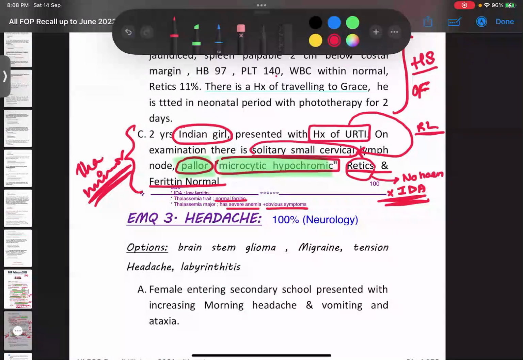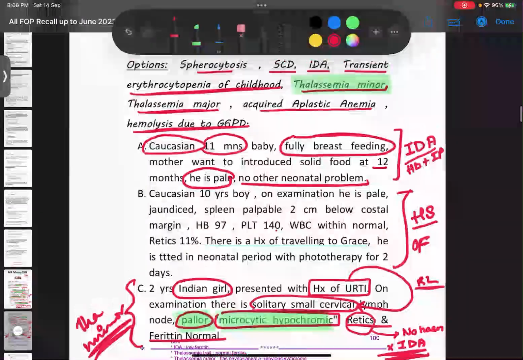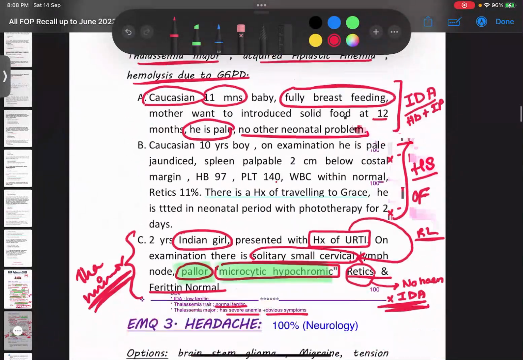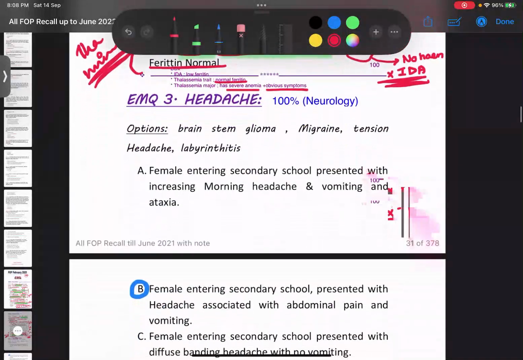Race in case of hematology and age in case of musculoskeletal and GIT. Very, very important for diagnosis. Are we clear with this? Yes. Okay, let's move. Next one is about headache.